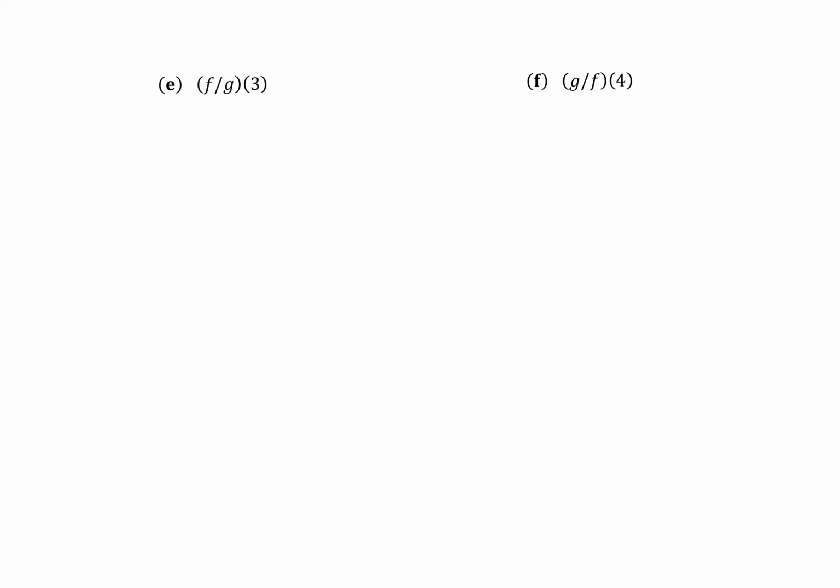Two more. (f divided by g)(3) is going to be equal to f(3) over g(3). And f(3) is the square root of 4 minus 3, which would turn into the square root of 1, which is simply 1. And g(3) would be negative 2 times 3 plus 5. We have 1 over negative 6 plus 5, which is negative 1, so I wouldn't leave the answer that way. Simplify to negative 1.